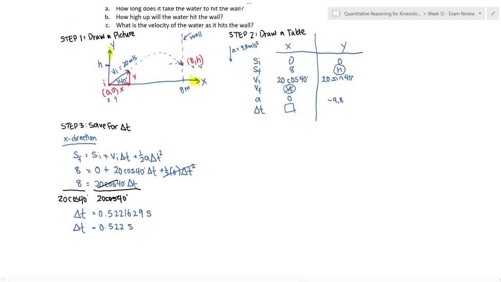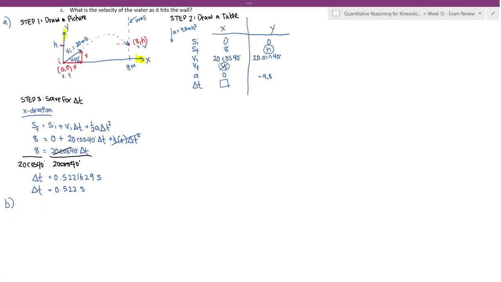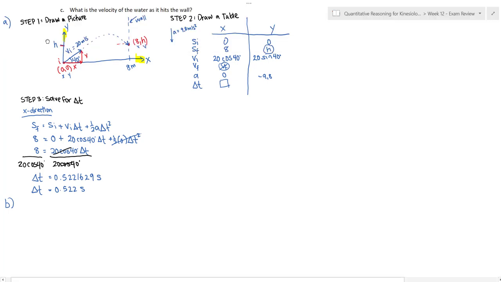Okay, so that was part A, all of that. So I'm just going to label that as part A. Moving on to part B. So actually, part A was to find the time. Now B is how high up will the water hit the wall? So in part B, we're actually now on to step 4. And step 4 is solve for the unknown.